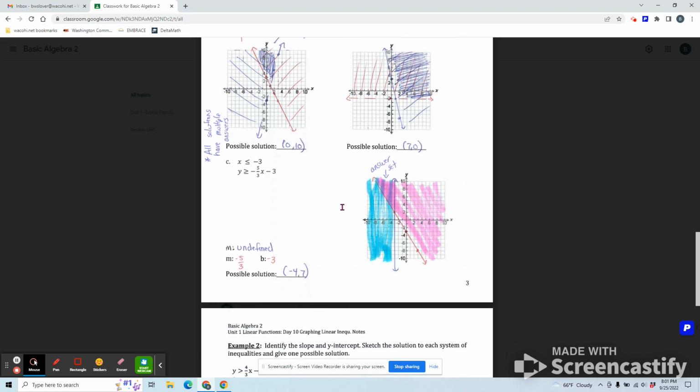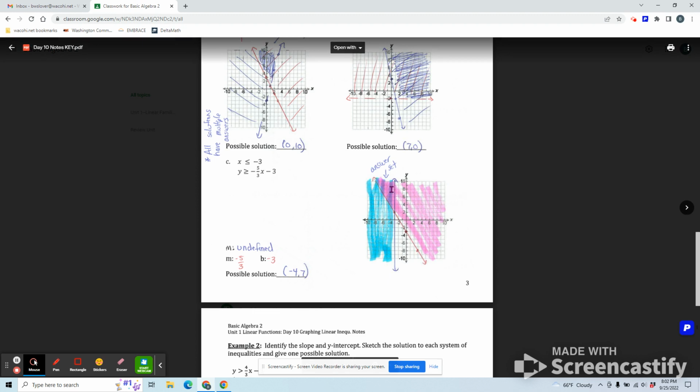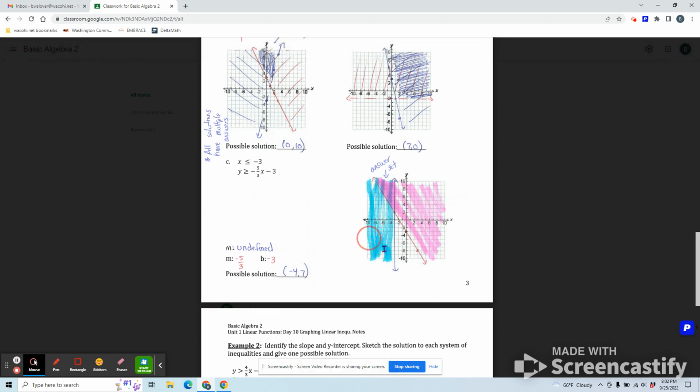Now down here I used a highlighter just so you can see that you can use a highlighter if you wanted to. Right here where it overlaps would be a solution set. Sometimes your highlighters will make a new color, sometimes they won't. But that overlapping area is your solution set. So this one I have a vertical line at x is less than or equal to -3. So on the x-axis I go left 3. I have a vertical line going up and down, and I'm shading to the left because it says less than.